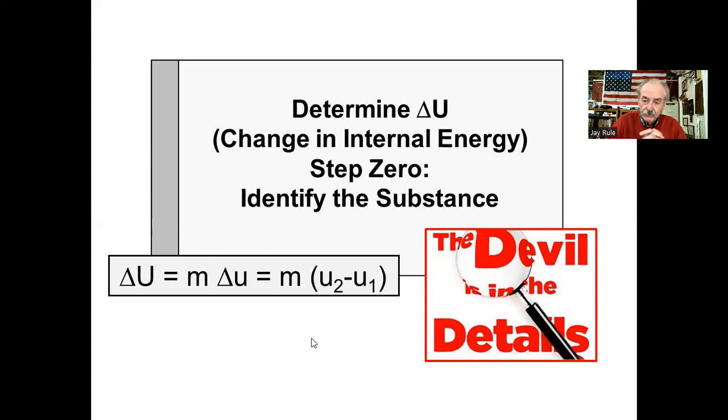Some good questions have come in about that, a little confusion about what delta U is. What's the difference between capital U and little u? I hope this visual gives you a reminder and an understanding of these differences.